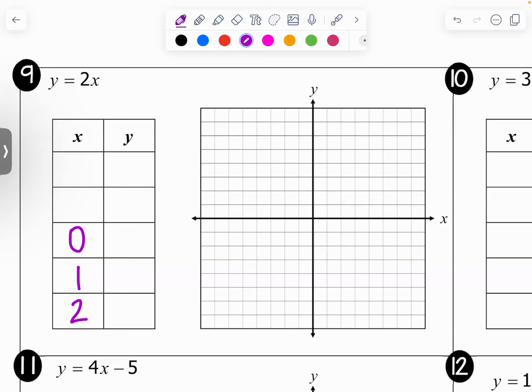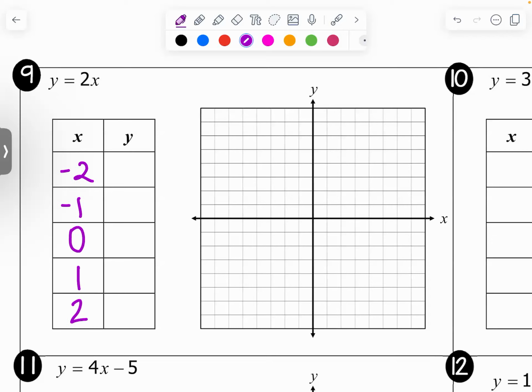Okay, so we could go over 6. What is 2 times 6? I don't have enough space to plot that point. So my suggestion is that we always pick 0. Let's pick a couple positive and a couple negative numbers. So I think 1 is really easy to plug in. 2 is really easy to plug in, and then go on the other side.